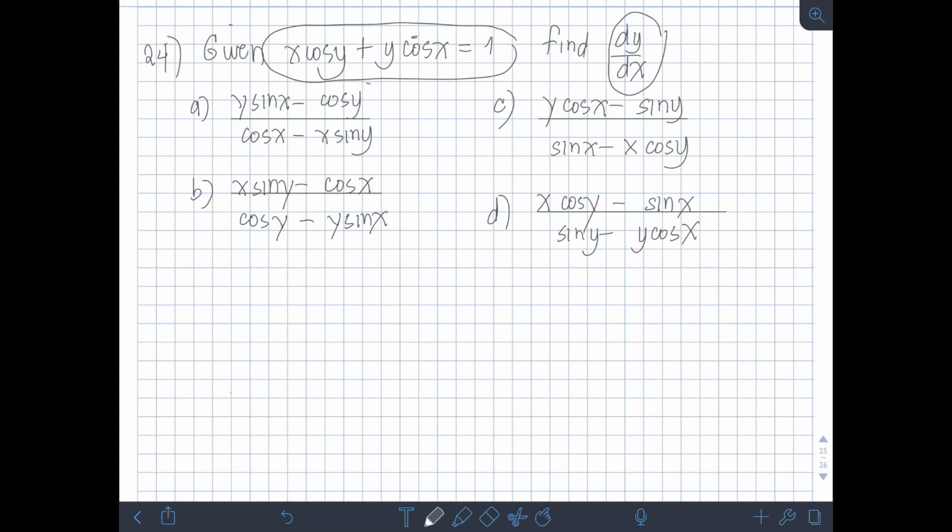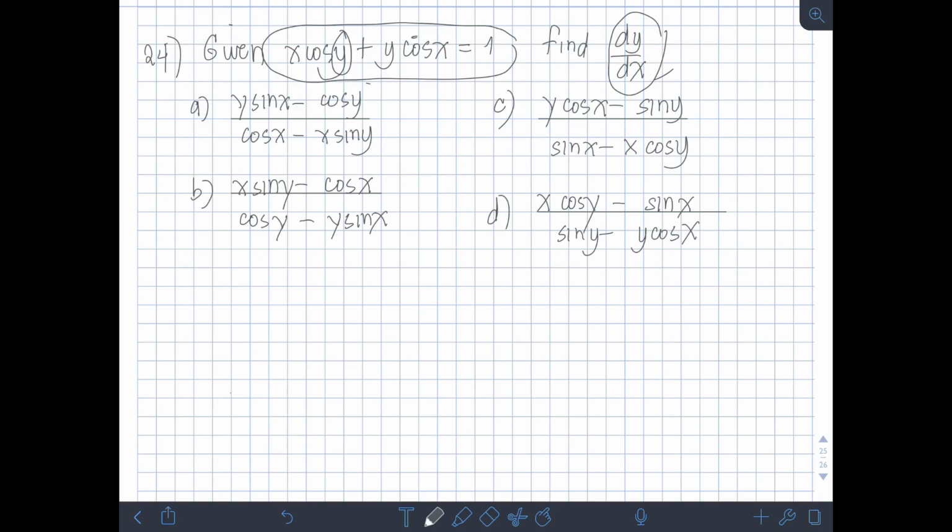Kapag implicit differentiation, kapag nag-differentiate tayo with respect sa isang variable, let's say x, yung isang variable na dinidifferentiate natin other than x, lalagyan lagi natin nung dy over dx. O kahit anong variable man yun. d, tapos yung variable over d, another variable. So, since yung variable natin dito ay y, tsaka x, tas i-differentiate natin with respect to x, yung y natin, yung other variable natin other than x, lalagyan natin lagi ng dy over dx kapag dinidifferentiate natin. Nakamultiply lagi yung dy over dx. So, ganun kapag implicit differentiation. Kapag x yung variable na dinidifferentiate natin with respect to x, wala na tayong dy over dx. As is na lang yung derivative na lang yung susulat natin.